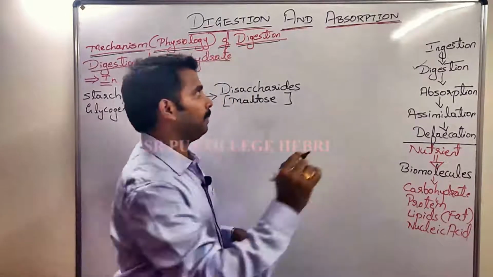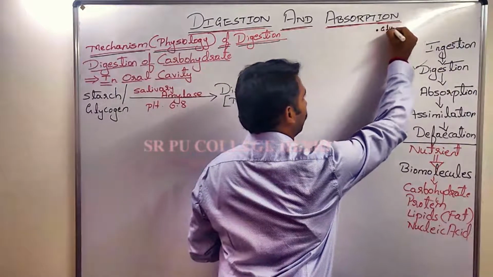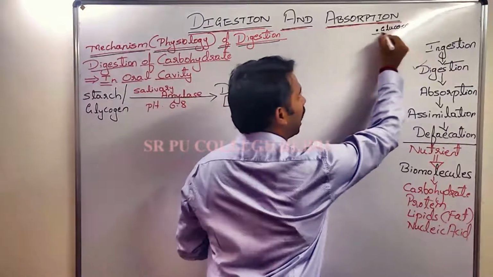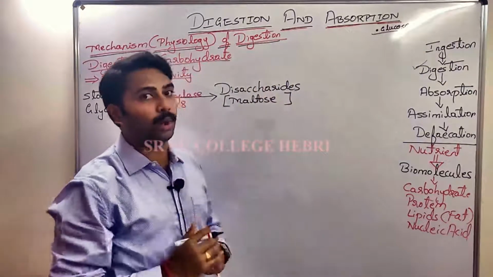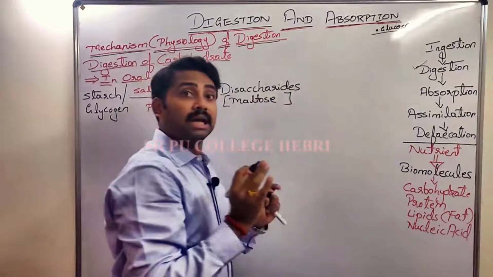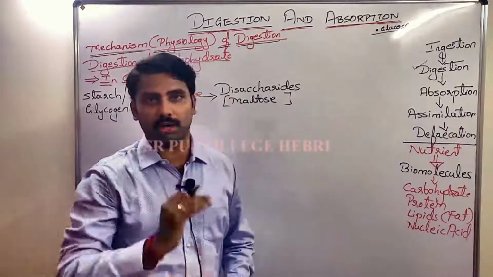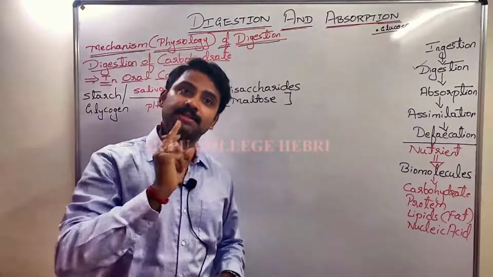Say for example, very simple, if I show a molecule of glucose, how many glucose have I shown? Only one. That's why the single glucose, I call it a monosaccharide. Saccharon means sugar. Monosaccharide means single sugar.